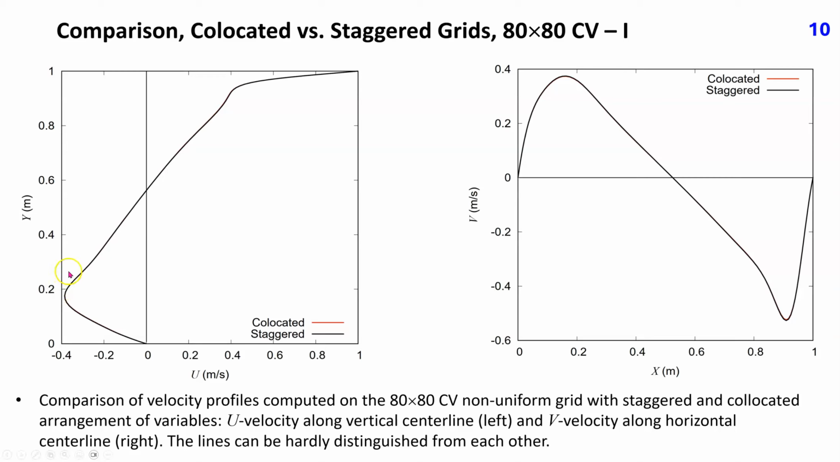These plots show the comparison of centerline velocity profiles computed on the non-uniform grid with 80 by 80 cells using simple algorithm and either staggered or collocated arrangement of variables. The lines in these plots can be hardly distinguished from each other. This is also true for all finer grids. Only on coarser grids were the results obtained with a staggered arrangement slightly more accurate.